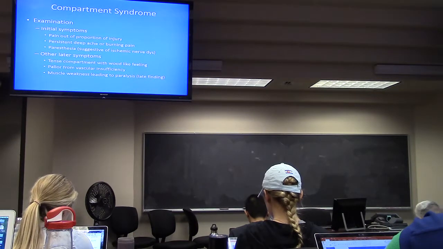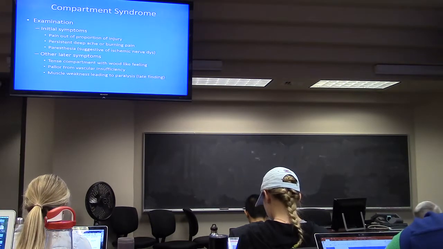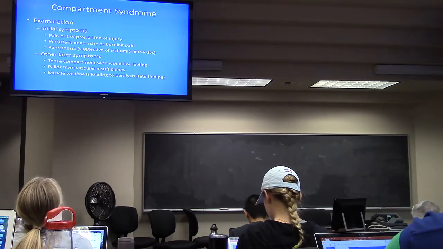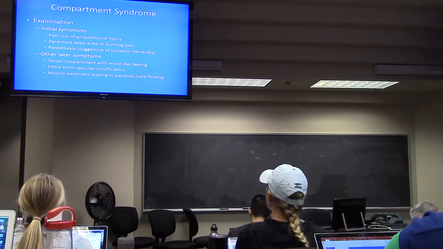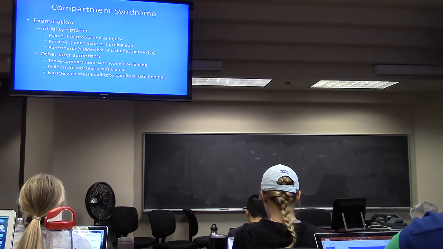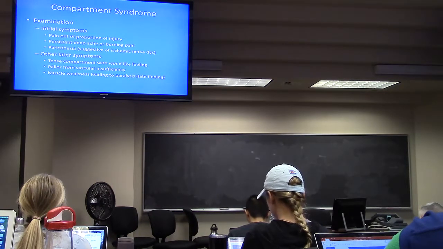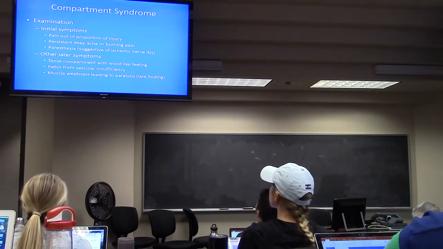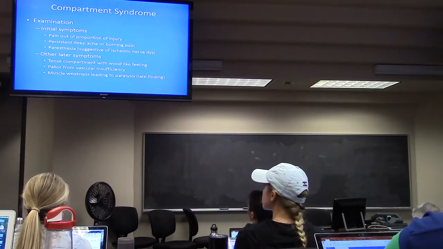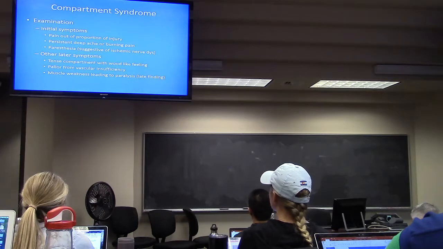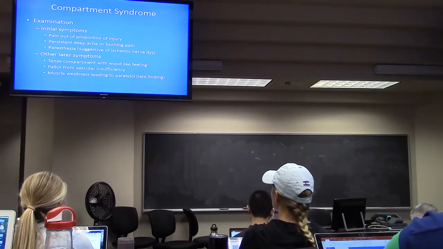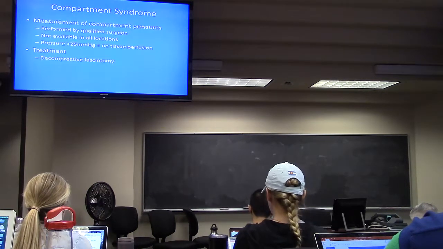So those are some early symptoms. Later signs can be a tense compartment with a wood-like feeling. It's going to be very tight. Pallor from vascular insufficiency, and muscle weakness leading to paralysis. If you're getting to the point where they have paralysis secondary to compartment syndrome, that's been going on for a while, and you're in a bad situation where that nerve's already dead, muscle dying, and that's not a good thing.